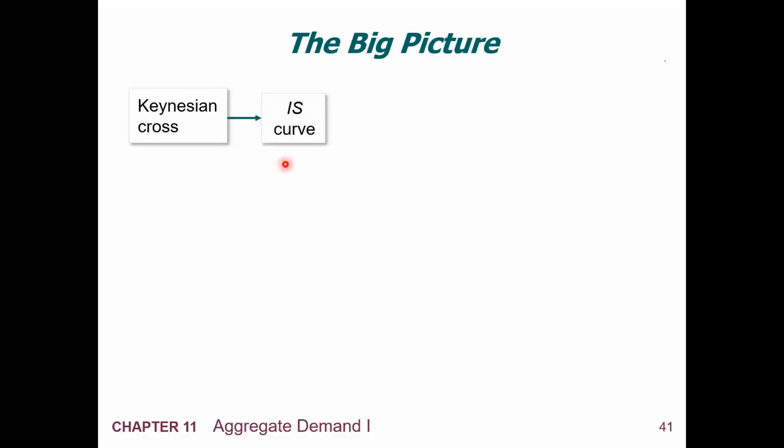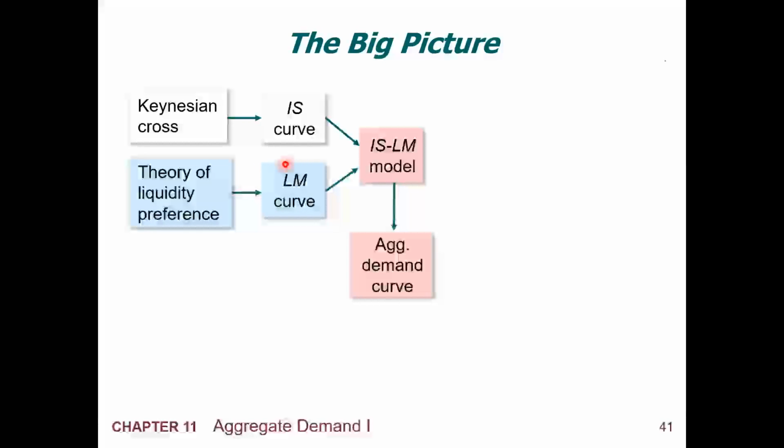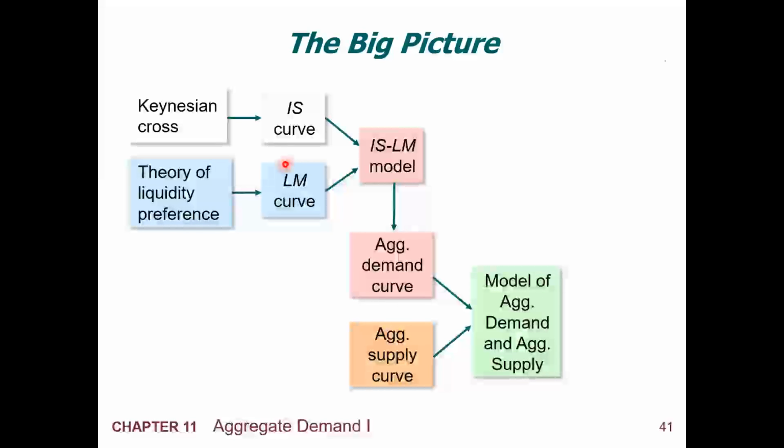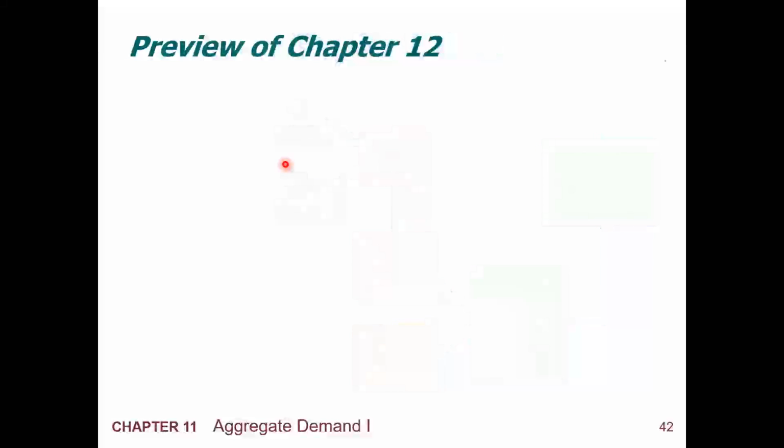Now from the Keynesian cross model, we get the IS curve. And from the theory of liquidity preference, we get the LM curve. Together, they form the IS-LM model, which is the basis for the model of aggregate demand and aggregate supply, and it explains short run fluctuations. I don't know if we do it in a chapter after this, I'm not sure.